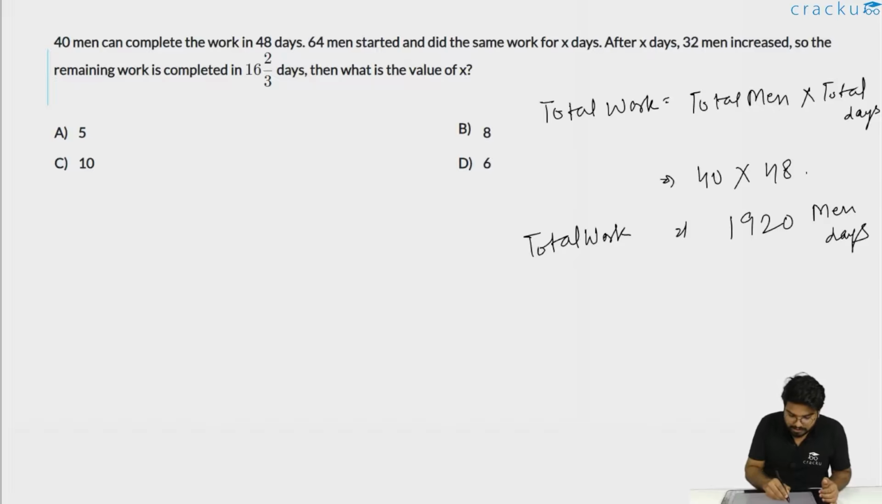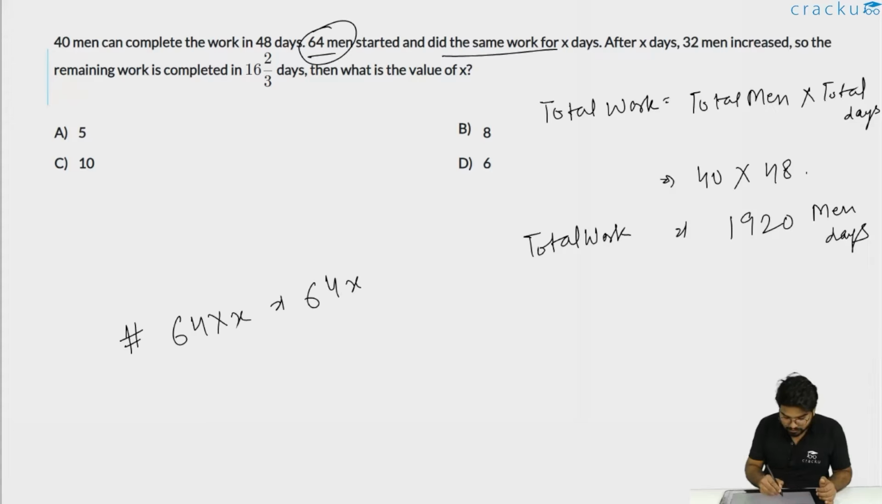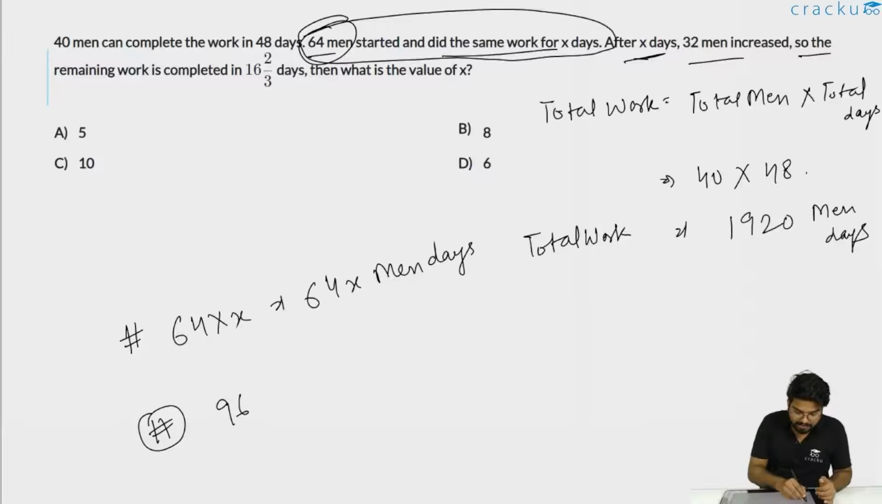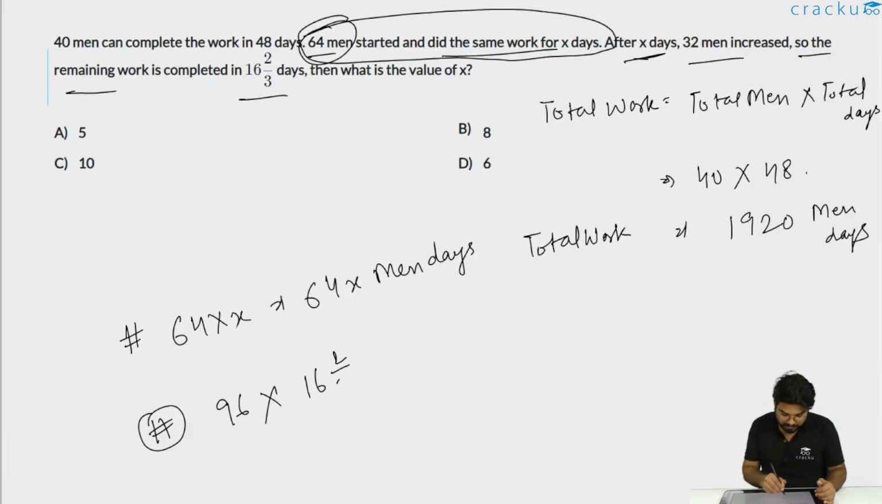Okay. Now it says that 64 men started and did the same work for x days. So how much work will be done by these 64 men? The work done will be 64 into x, that is 64x man days. This is the work done by these people. After x days, 32 men increased. Earlier they were 64, now they are 32 more. So now the number of men is 96, and they complete the remaining work in these days. So for how many days are these working? These are working for 16 and 2 by 3 days.